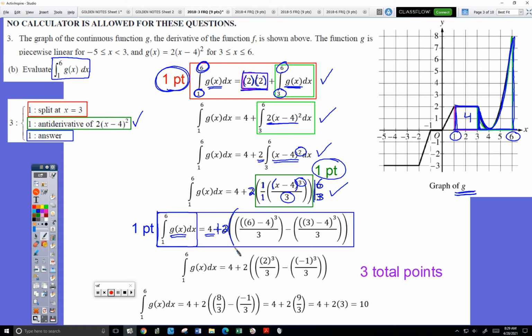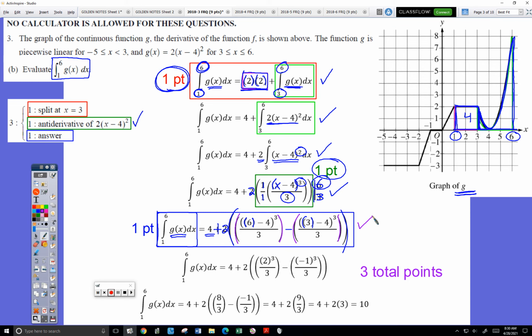Now I am evaluating the antiderivative. So I'm plugging 6 into the antiderivative, and I also plug in 3 into the antiderivative. And subtract. You got to make sure you have all the parentheses in the right places. And that would get you the third point.